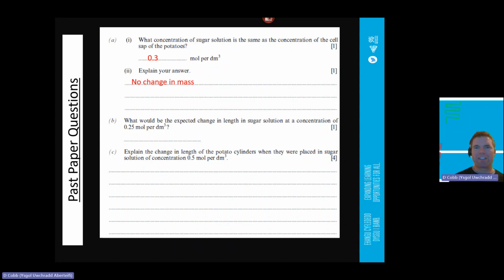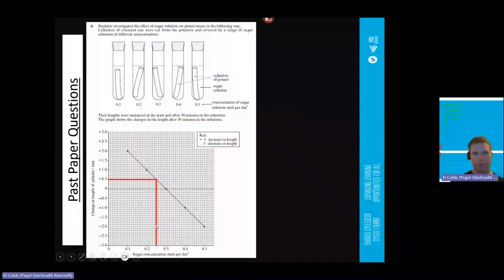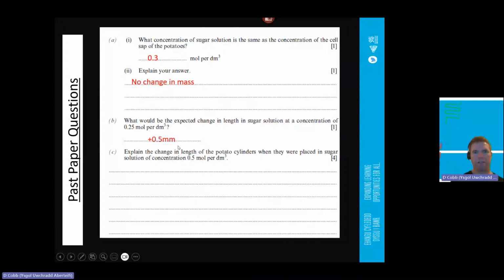And then it asks you what would be the expected change in length in sugar solution at a concentration of 0.25. So I'm going to go back to this graph here, and that's why I've drawn this line on here. Here's 0.25. I read up. I read across. The expected change in length would be an increase in length of 0.5 millimeters. So I go back to that. There it is, 0.5.